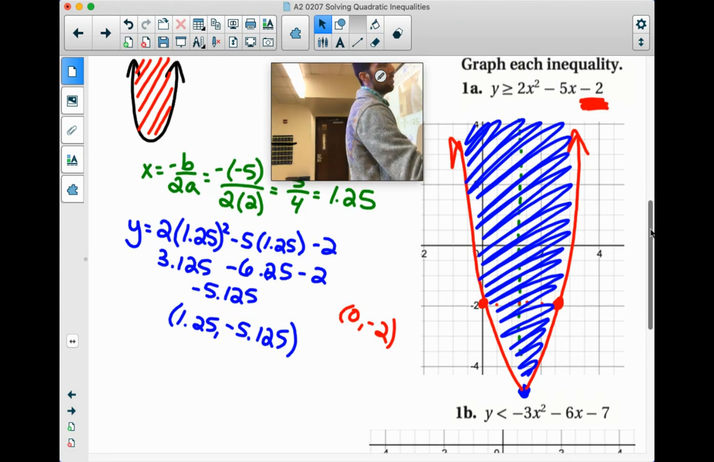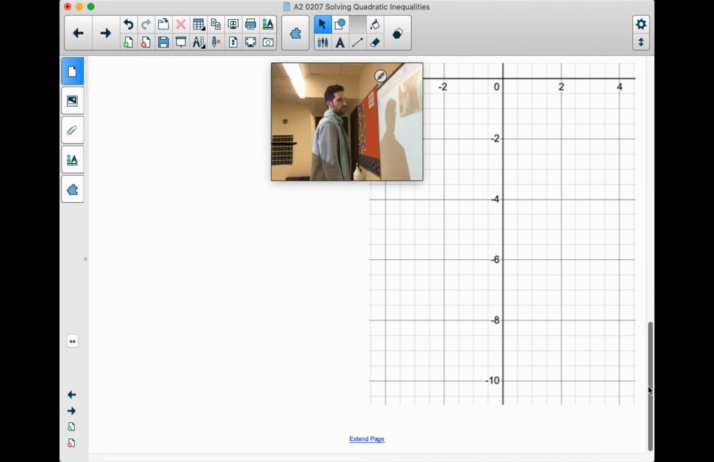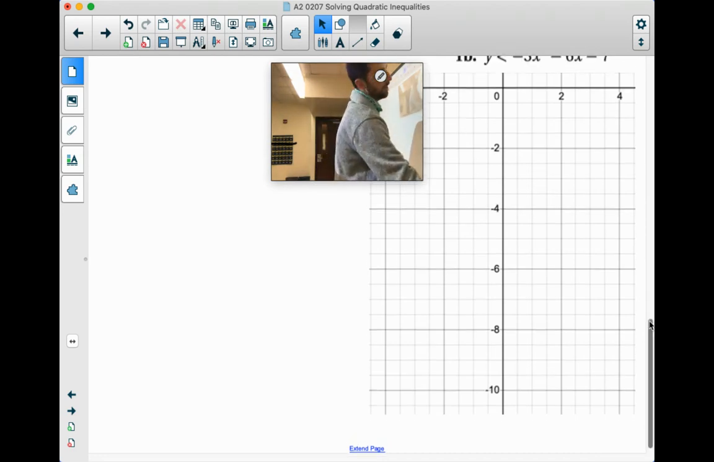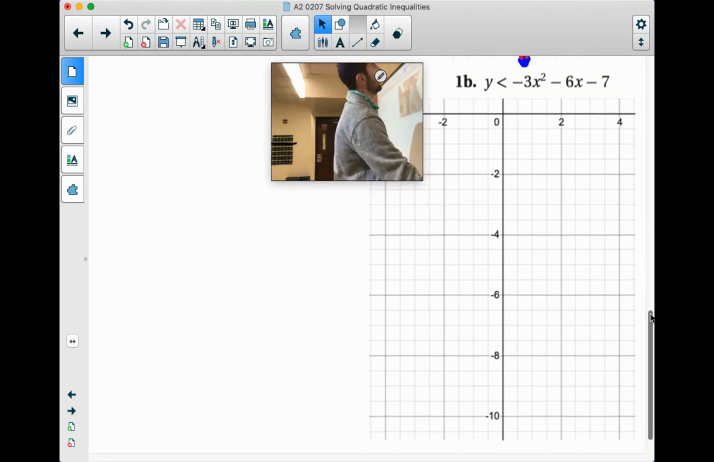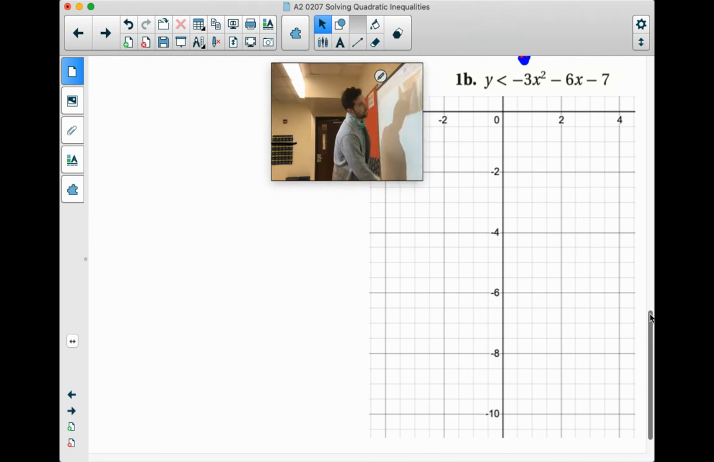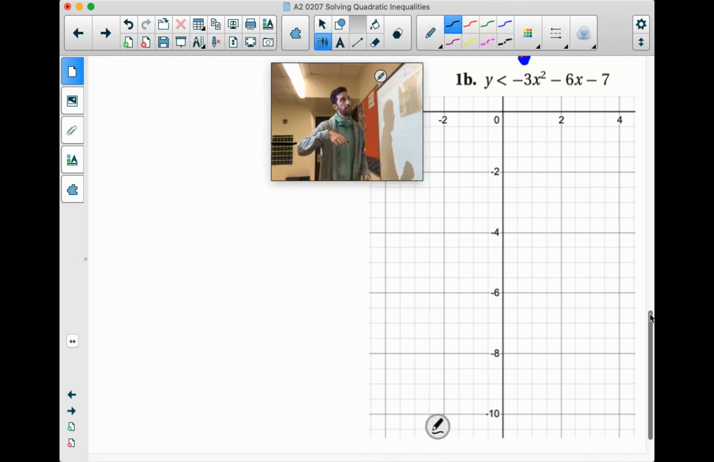So let's try one more. There we go. We see it's negative, upside down. We see it is less than, so that means a dashed line. So it's going to look like that. And less than, we shade underneath. So hopefully our graph comes out looking like that.